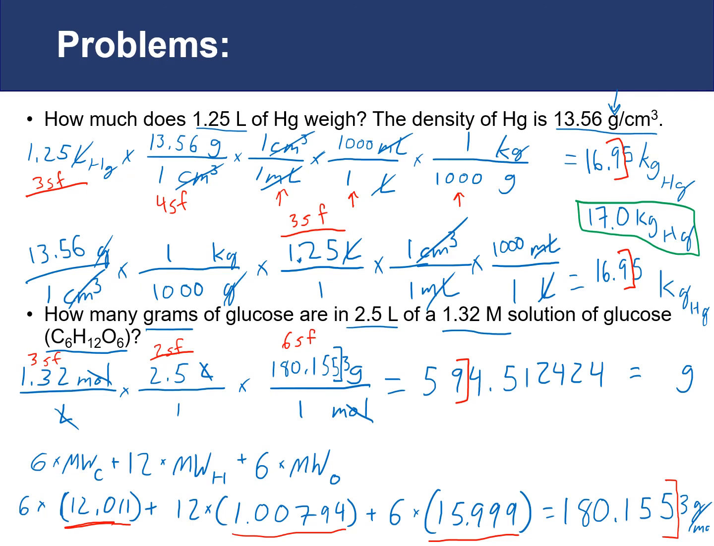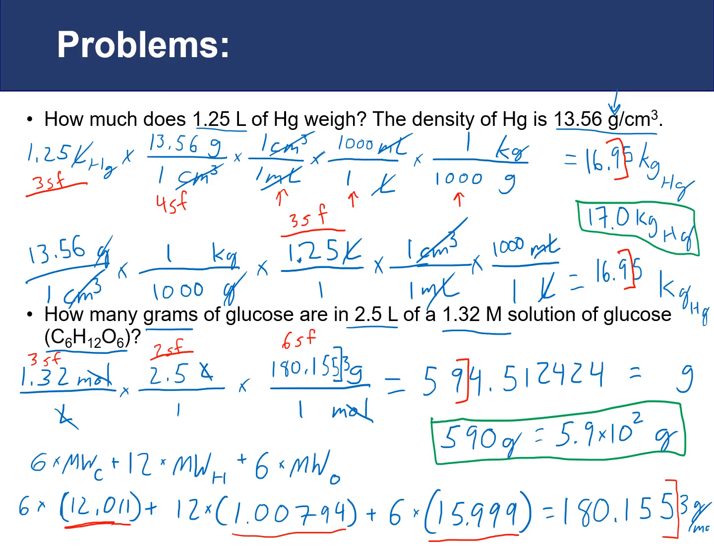So our end answer would be 590 grams. We could also write this as 5.9 times 10 to the second power of grams. Those would be our possible answers for this problem.